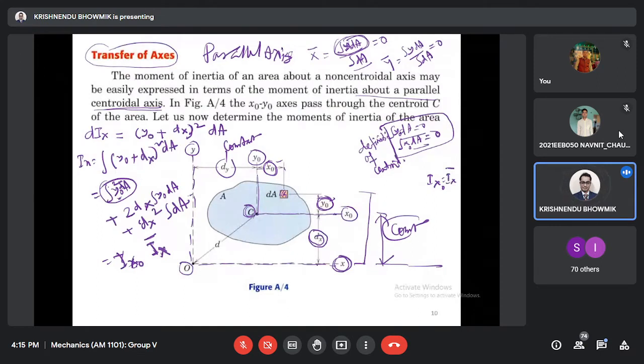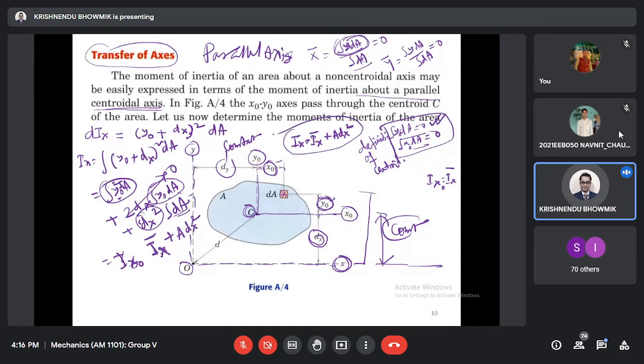No issue. Your understanding is okay. It is based on the centroid. Plus, this integration y dA, by definition, will be 0 for the centroid. So this will be 0. And this is just a constant, and dA integration will be A. So it will then be A dx square. I will write this once again. Ix equal to Ix bar plus A dx square.